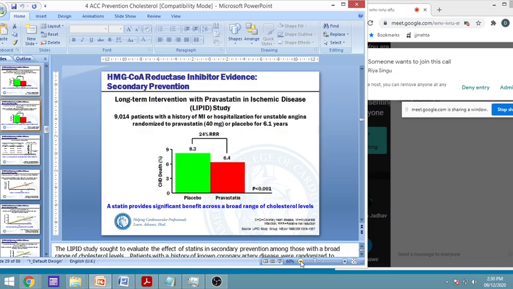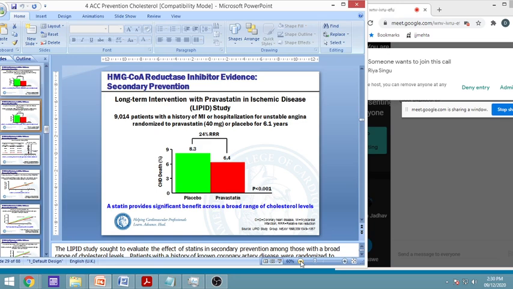Then long-term intervention with pravastatin in ischemic disease, that is called the LIPID study. So this also shows a 24% reduction in coronary heart disease. That was a good sign, and a very big number of patients were there, around 9,000 to 10,000 patients.